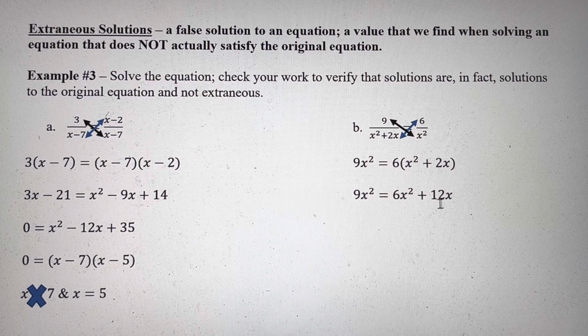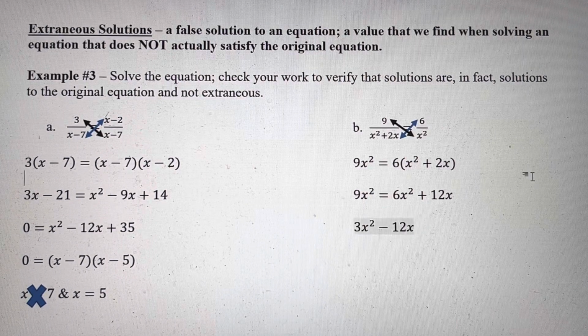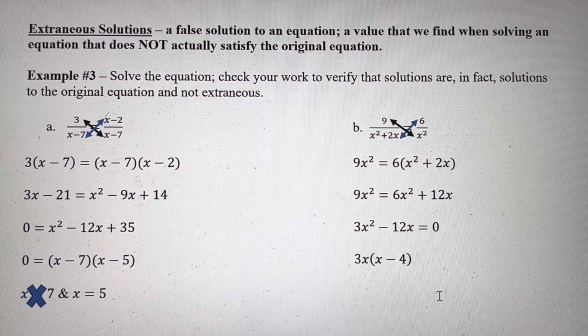This time, I'm just going to bring everything over to the left side because I like my coefficient of x squared being positive. Just like over here, my coefficient was positive 1. That's why I brought it to the right side. Same thing here. I'm going to take everything to the left side. So I get 3x squared minus 12x on the left side equal to 0 on the right side. Okay. Again, this can be factored, but we're going to use a GCF here, greatest common factor of 3x. And inside parentheses, it leaves me with an x minus 4.